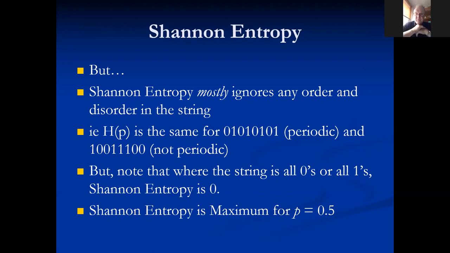Yeah, but the problem with Shannon entropy is that it mostly ignores any order and disorder in the string. So if a string is periodic, 0, 1, 0, 1, 0, 1, 0, 1, then it has the same Shannon entropy as a string such as 1, 0, 0, 1, 1, 1, 0, 0, because there are the same number of ones and zeros in each of the two strings. But clearly, they're qualitatively different because one string is periodic and the other is not periodic. But note that where a string is all zeros or all ones, Shannon entropy is zero. So the Shannon entropy does, in and of itself, have some sensitivity to periodicity, but it's not terribly sophisticated.